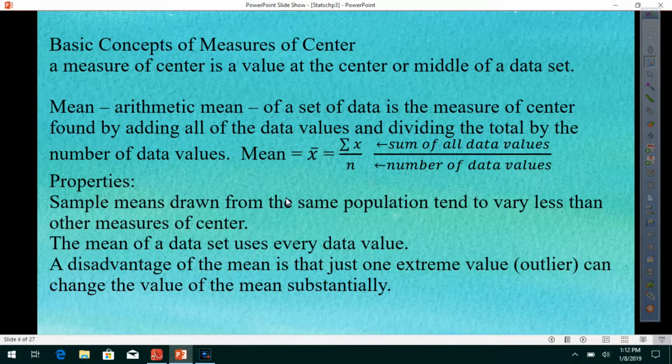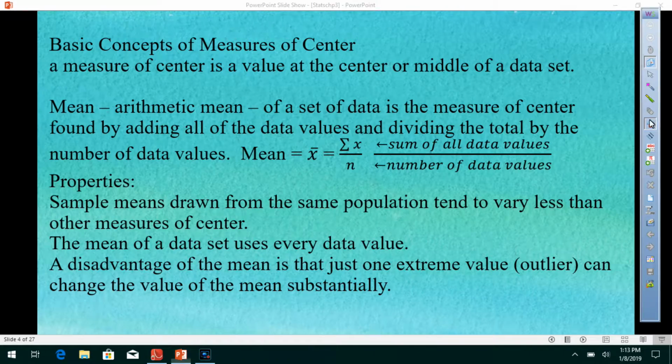There are some properties of the arithmetic mean. Sample means drawn from the same population tend to vary less than other measures of center. The mean of a data set uses every data value. A disadvantage of the mean is that just one extreme value or outlier can change the value of the mean substantially. All right, so let's calculate a mean.